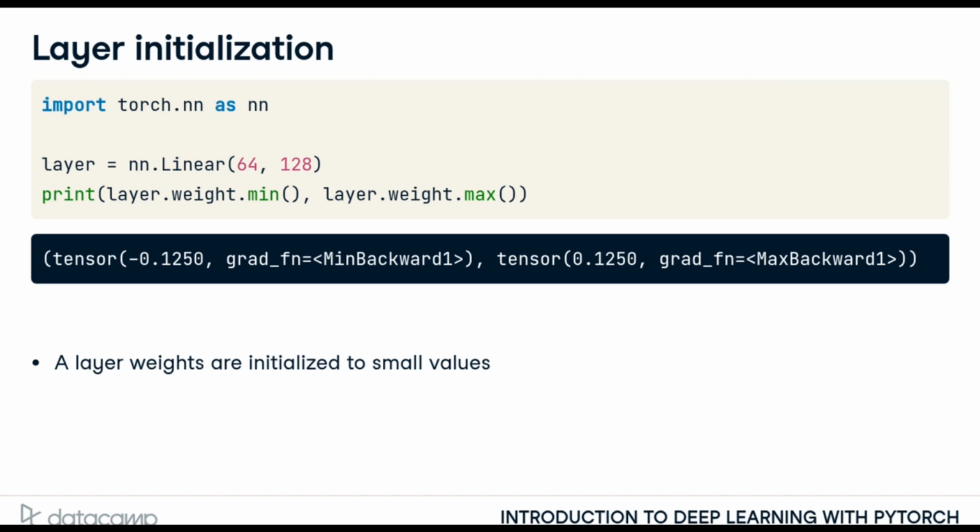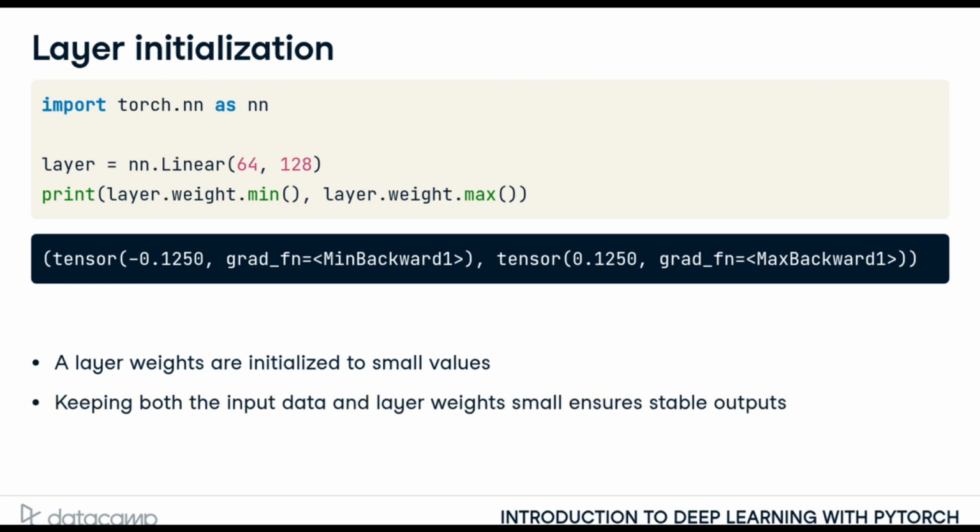Why is this important? The output of a neuron in a linear layer is a weighted sum of inputs from the previous layer. Keeping both the input data and layer weights small ensures stable outputs, preventing extreme values that could slow training. Layers can be initialized in different ways, and it remains an active area of research.